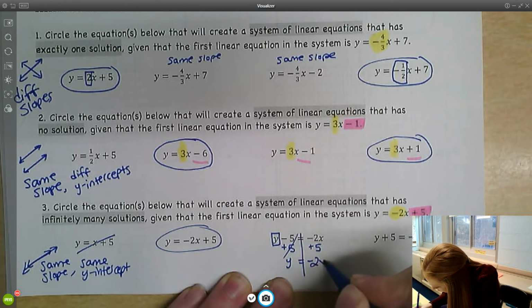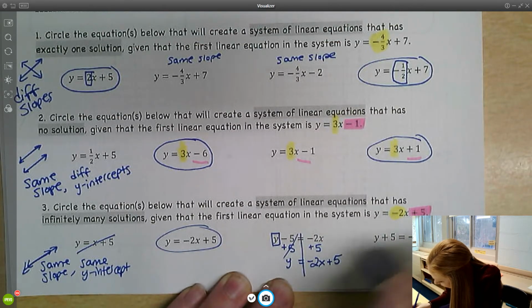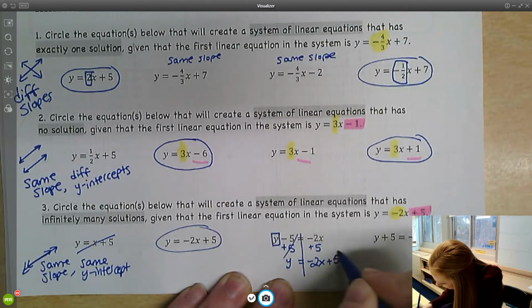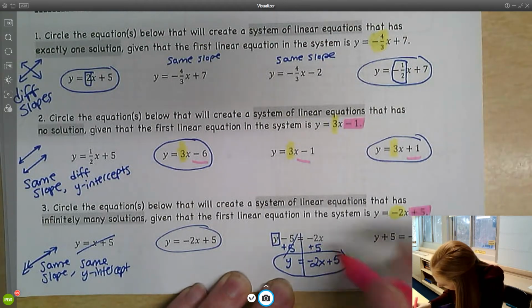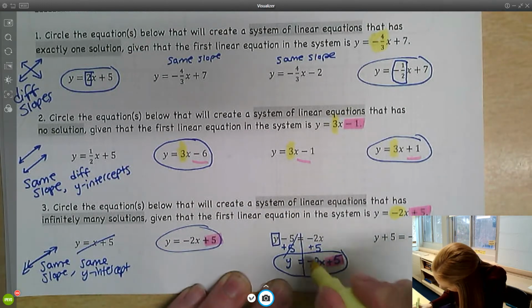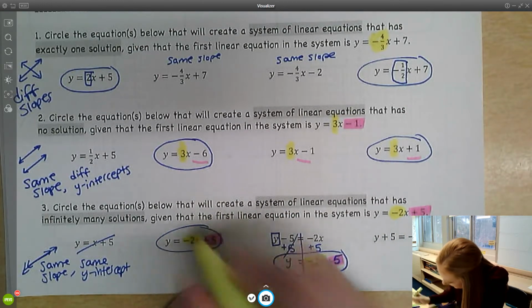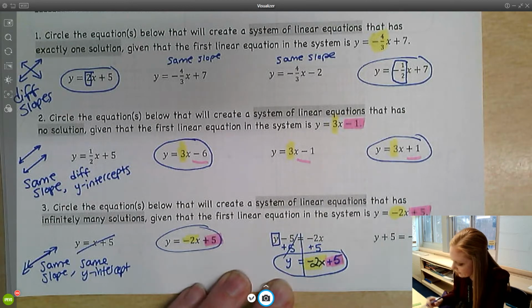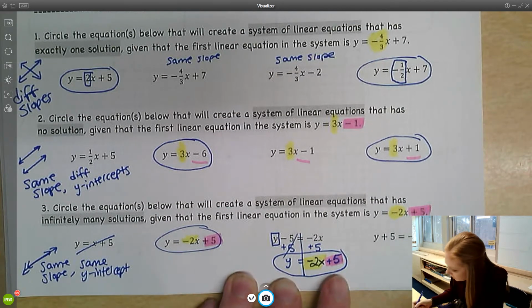Y equals -2x plus 5. Well, that's the same line, same slope, same y-intercept, right? They both have a y-intercept of positive 5 and a slope of -2. Bingo, those are all the same, right? For infinitely many solutions, we're looking for the same line.